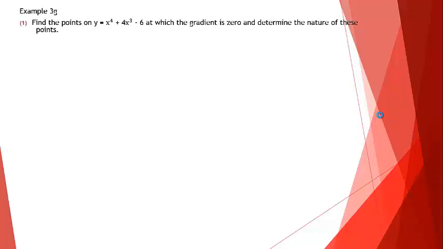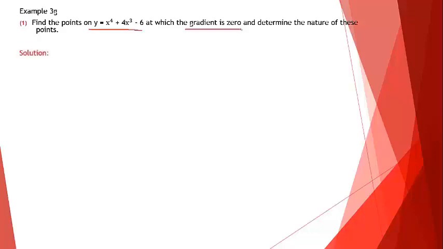Now pause the video and try out this question by yourself. Okay, find the points on y equals x to the power 4 plus 4x cubed take away 6 at which the gradient is 0, and determine the nature of these points. So we are given the equation of the graph, which is y equals x to the power 4 plus 4x cubed take away 6, and we are asked to find the points where the gradient becomes 0, and in addition to that we have to determine the nature of the points.